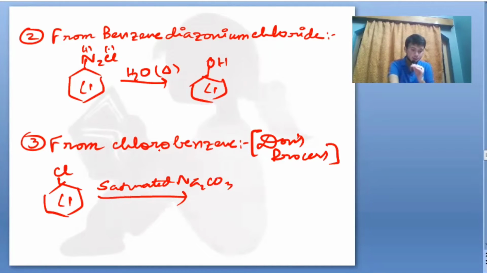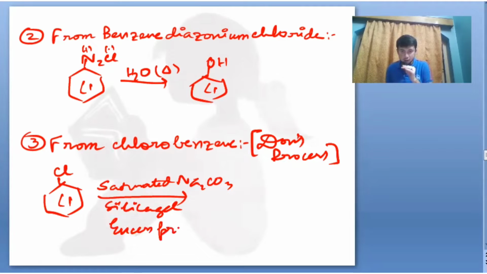Also silica gel and excess pressure, this is very important, excess pressure. And what will be the heat? That is 400 degrees Celsius. Sometimes we take it as 450 degrees, this varies. So it gives us phenol and the process is called the Dow process.